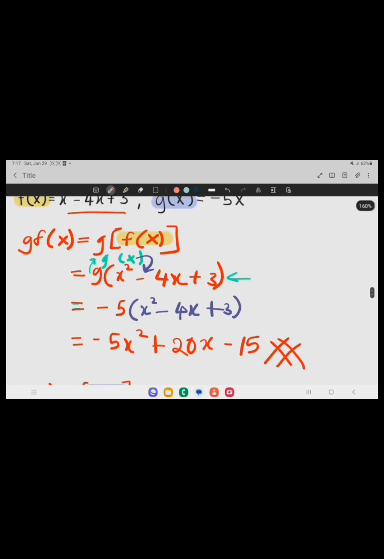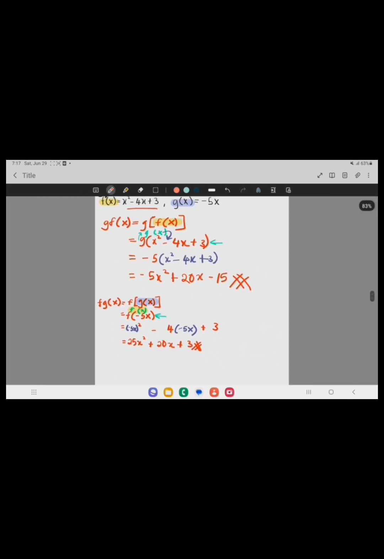So as you guys can see here, again, this is the function of gf(x). This is the function of fg(x). Are they the same? No, they are different.